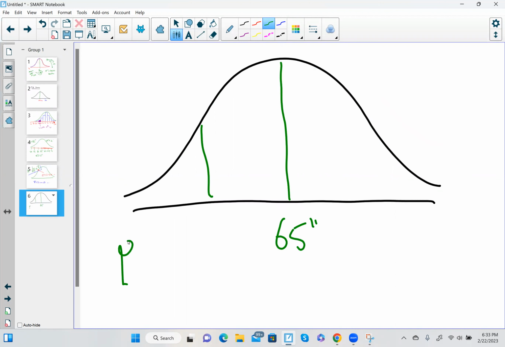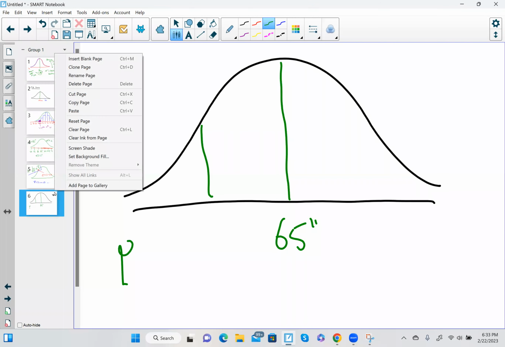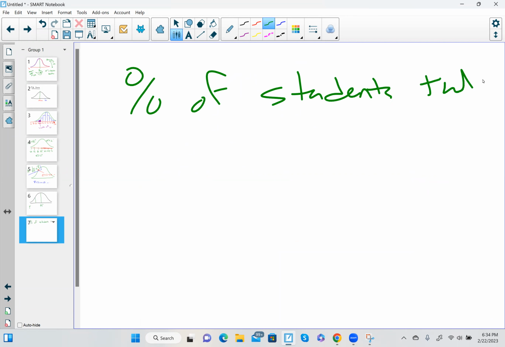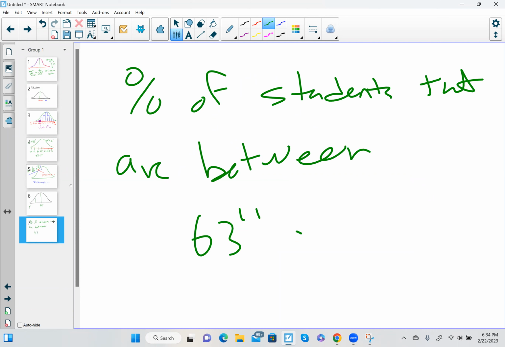I'll write it on a new page. Sorry, my screen jumped there. Percent of students that are between, and I might say 63 inches and 65 inches. I could ask questions like that.